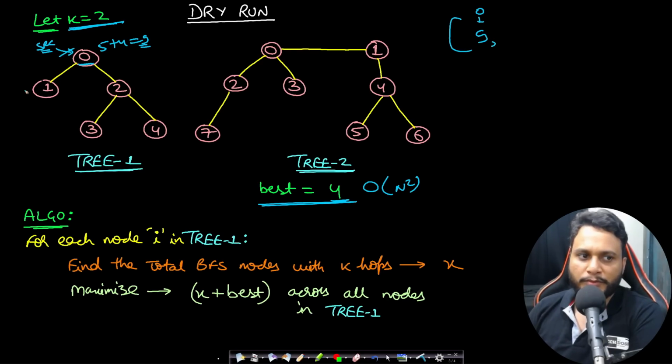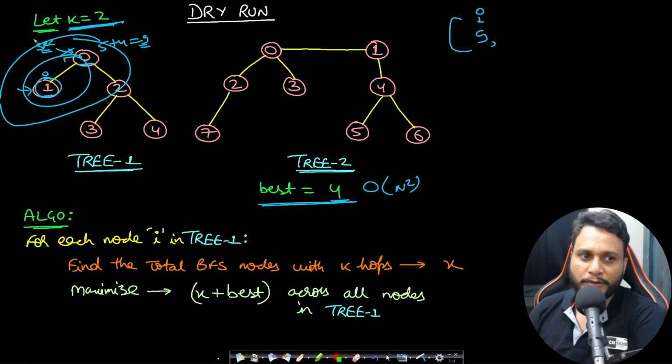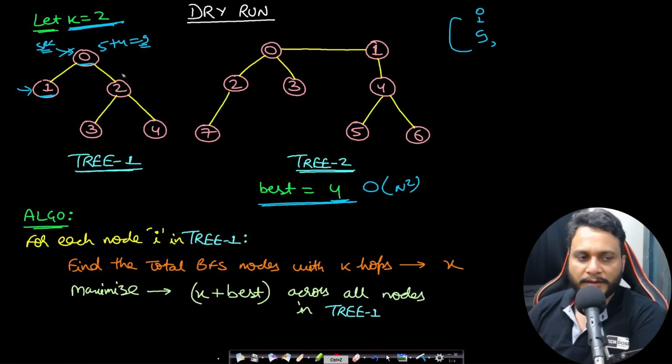Okay. Now you move on to node 1, and you see with k equals 2 hops, how many nodes are you covering? 1 node and 2 nodes. This is for level 0, this is for level 1, and this is for level 2. So you are covering 1, 2, 3, that is 3 nodes, right? So 3 nodes, and 4 nodes if you had connected this 1 with this 0. The best option, right? So that will give you 7 coverage. So node 1, that means index 1, will have 7 as an answer.